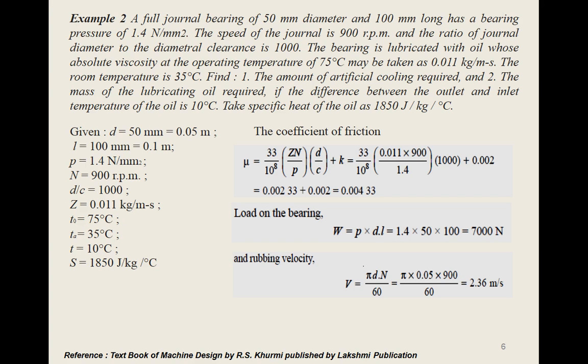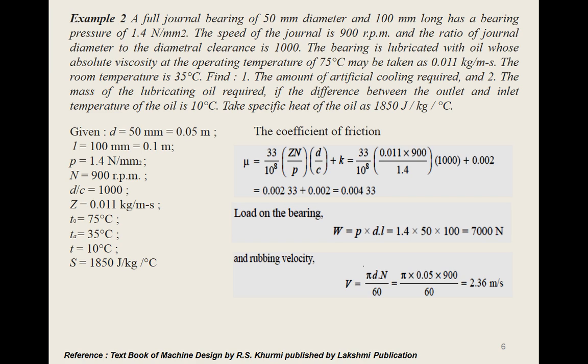This problem is simpler as compared to the first one. A full journal bearing of 50 mm diameter and 100 mm length has a bearing pressure of 1.4 Newton per mm square. The speed of the journal is given as 900 rpm, and the ratio of the journal diameter to the journal clearance, D by C, is given as 1000. The bearing is lubricated with oil whose absolute viscosity Z at 75 degrees centigrade may be taken as 0.011 kilogram per meter second. The room temperature is 35 degrees centigrade.